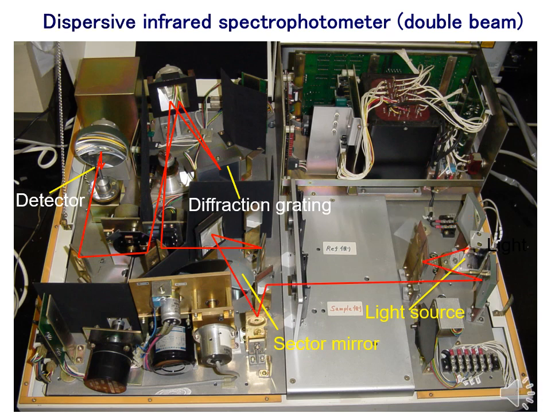This slide shows the optical path of light through the sample. Part of the light from the light source is absorbed by the sample, passes through the sector mirror, passes through the entrance slit, is reflected by the collimator mirror, is dispersed by the diffraction grating, passes through the exit slit, and is detected by the detector. Scanning is done by changing the angle of the diffraction grating. Light with different wave numbers enters the detector.